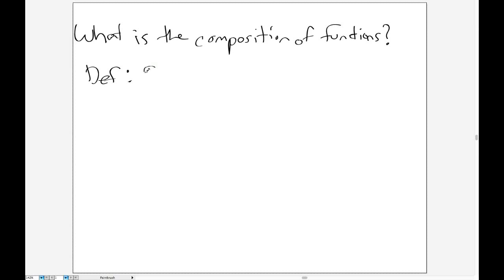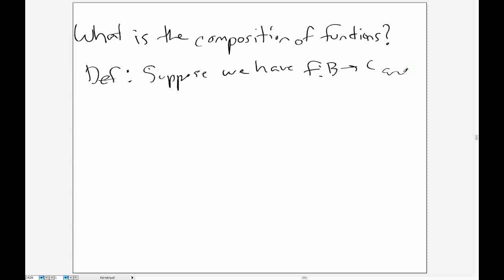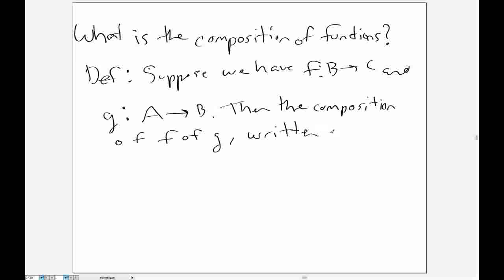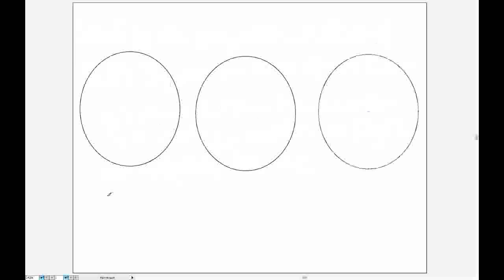Well, for the definition, let's suppose we have a function f that maps B onto C, and another function g that maps A onto B. Then the composition of f of g, which is written as f little circle g of x, or f inside of parentheses g of x, maps A onto C.